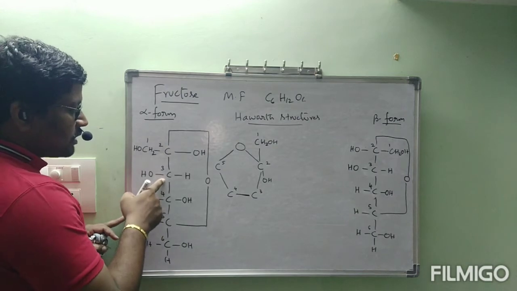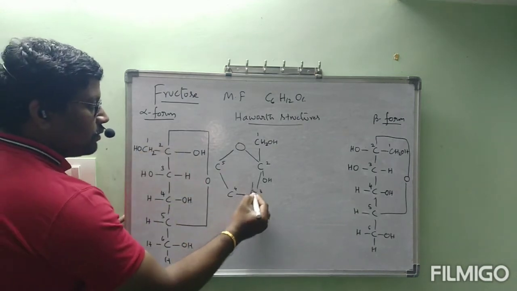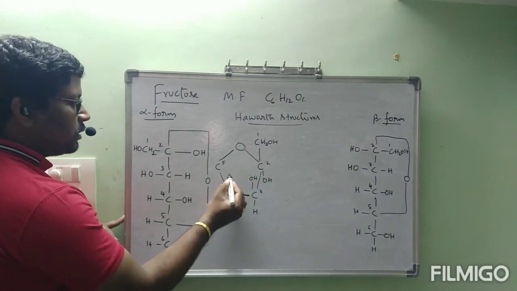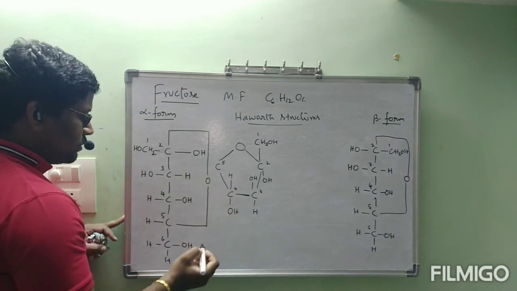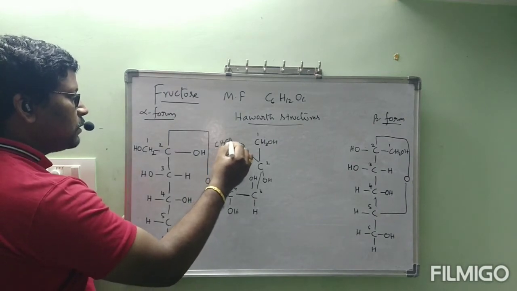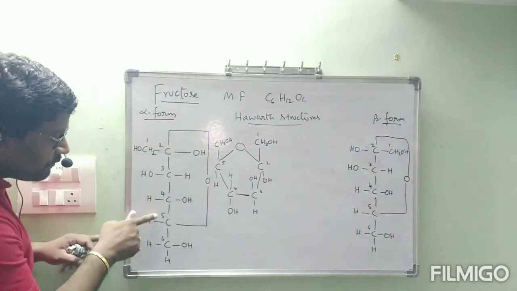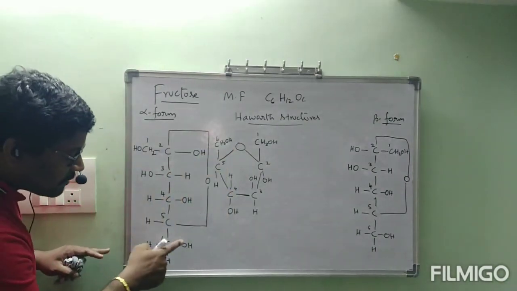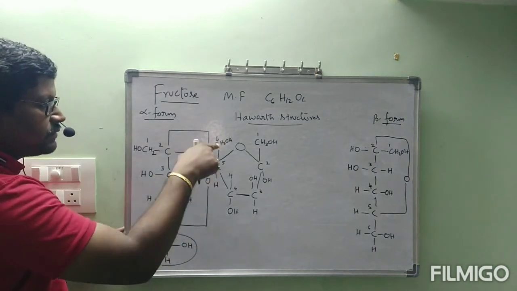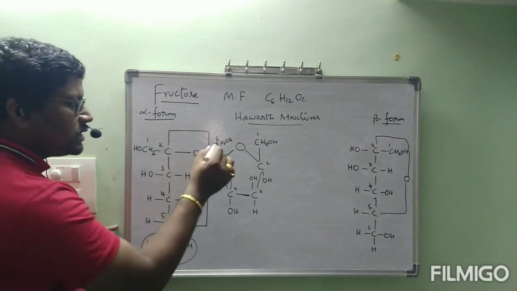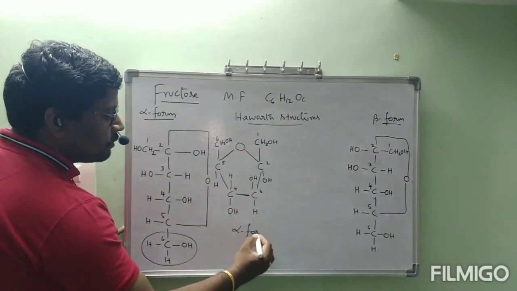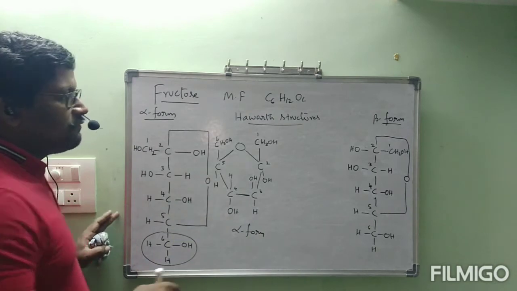Okay, next. Third carbon, same clockwise rotation. OH is above, H is below. Fourth carbon, H is above, OH is below. Fifth carbon alone, again we will write CH2OH above and H below. Fifth carbon is bonded to sixth carbon. Sixth carbon is totally CH2OH, and H I wrote down. Every time the CH2OH sixth carbon must be above only. Okay, this is the alpha form Haworth structure of fructose.